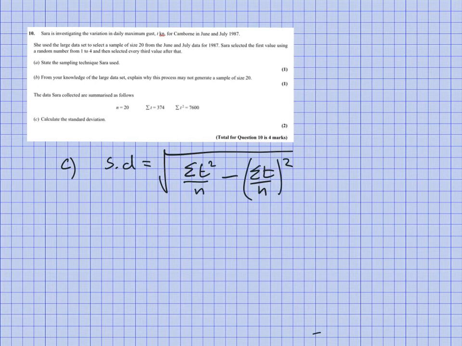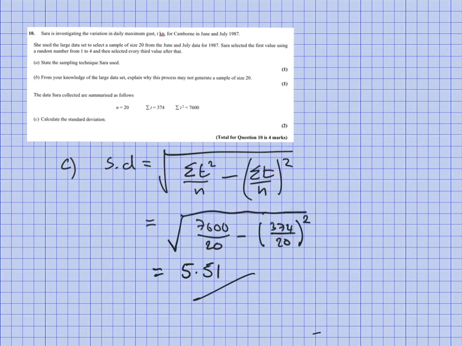So it's really just a case of putting numbers into the correct formula. If you haven't learned the formula, it does make things a lot harder. It is also the square root, so we're getting the standard deviation and not the variance. So let's put the numbers in and see what we get. Having done the calculation, we get 5.51 to 3 significant figures.